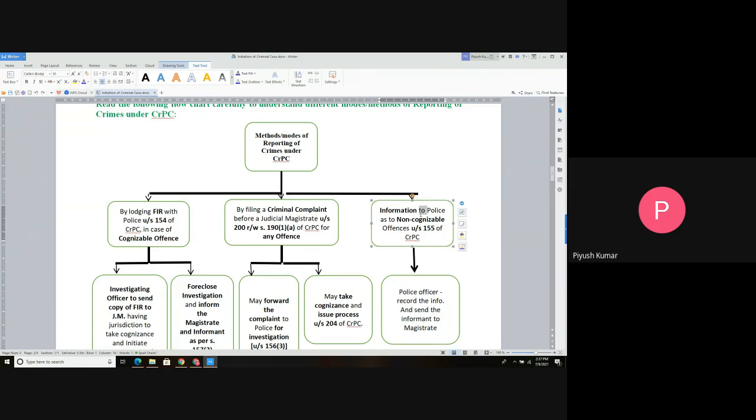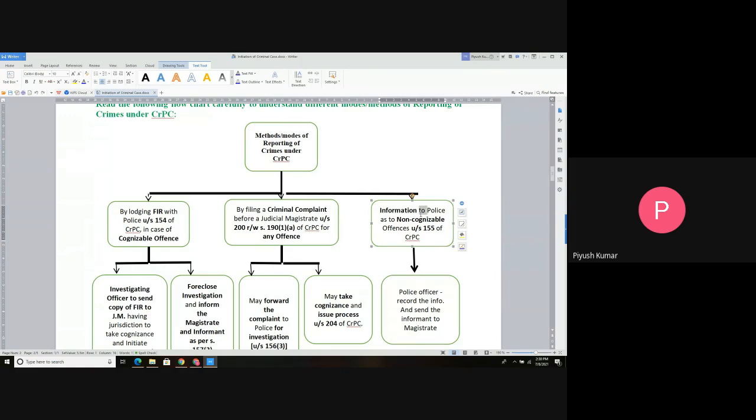The thing which you know a little bit more, and because of which you will be a legal professional after completing the degree, is that this method of reporting crime would be used in those cases where a cognizable offense has been committed. So there you can report the crime by lodging an FIR under section 154. So this is the first mode of reporting the crime.